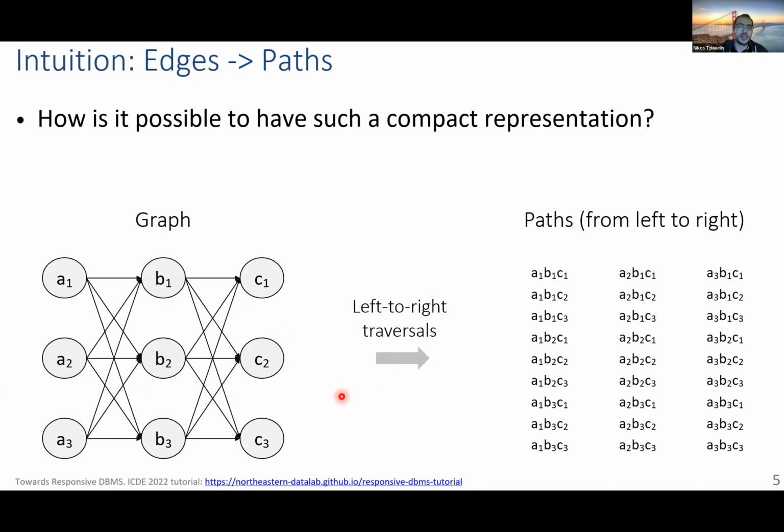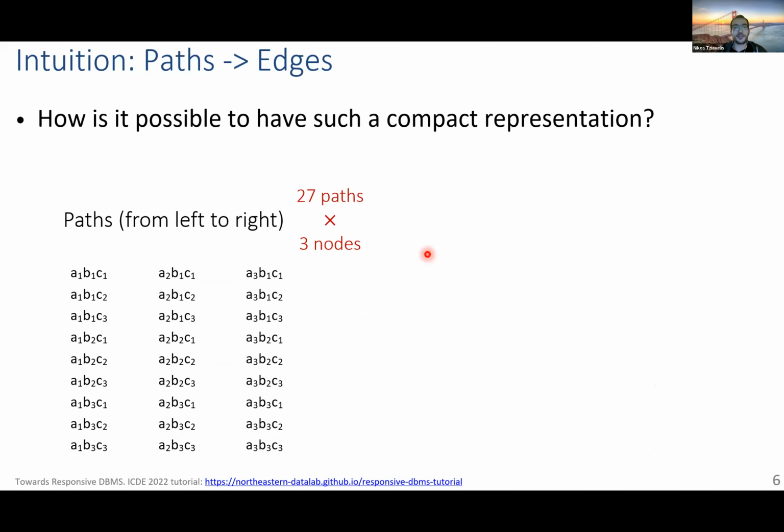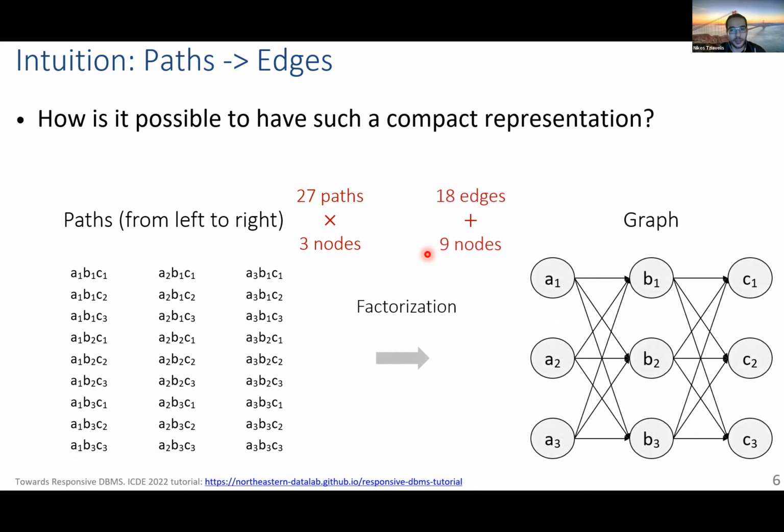And of course, this can be exponentially many in some cases. And it's in general expensive to do this. Even in this small example, we have here on the left 18 edges and 9 nodes, while the paths are 27 and each one contains 3 nodes. But now let's suppose that the opposite happens, that I give you the paths instead of the graph. Well, then you can reverse the process and you can compact all the paths and represent them as this graph, which is much more compact.